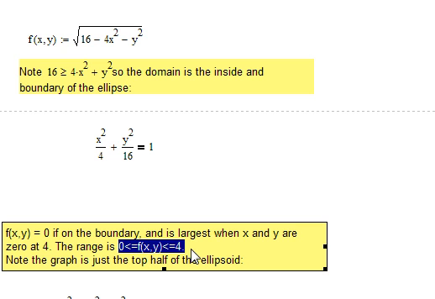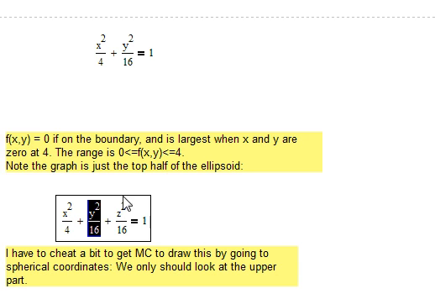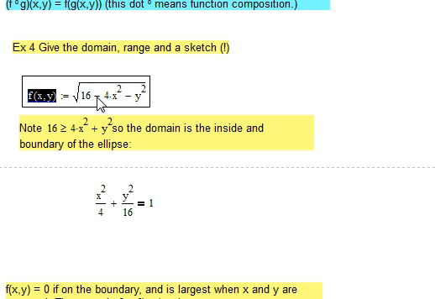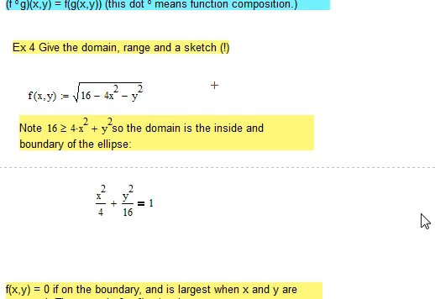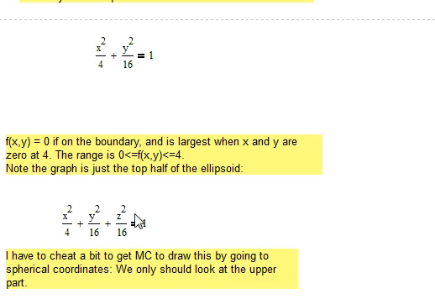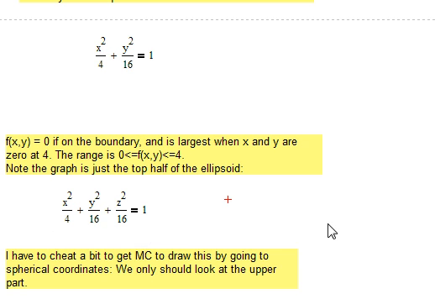I think you can see it right here. Note the graph is just the top half of the ellipsoid, and it's this ellipsoid. By the way, how do I know that? Because if you squared z here and then square this, you get z squared equals 16 minus 4x squared minus y squared. Take that equation, add the 4x squared and the y squared to both sides, and then divide by 16, and you would get this ellipse.